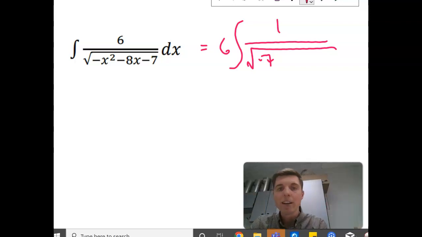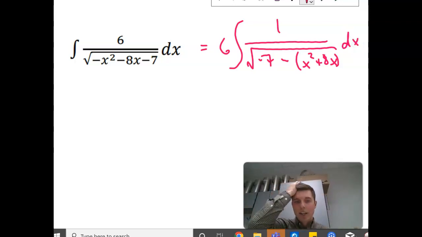So I'm going to actually factor out the negative also. So this is going to be minus x squared plus 8x. And I like to write it with that negative factored out, because that makes more sense in my brain when I'm completing the square. So that's step 1. Just rewrite it.